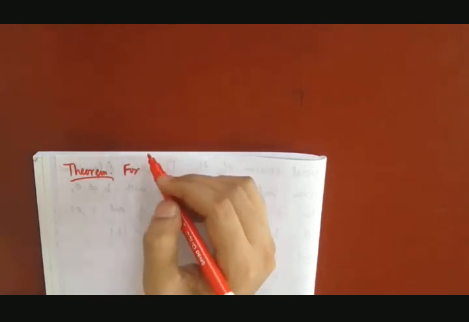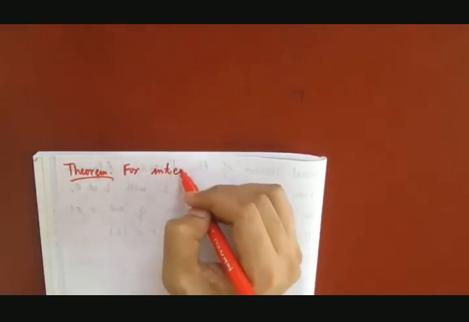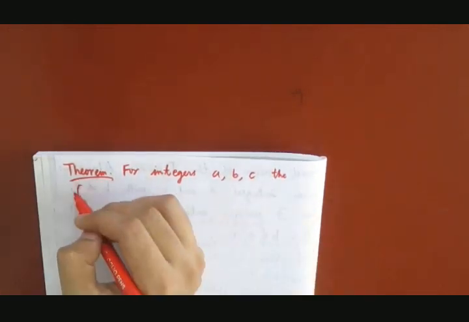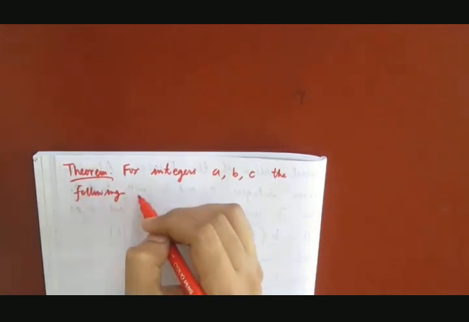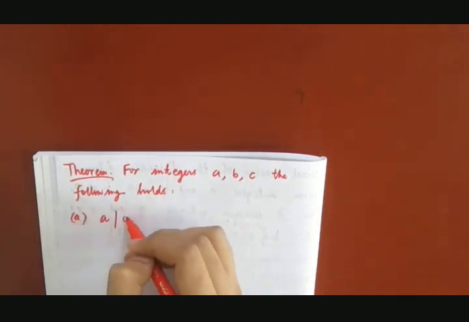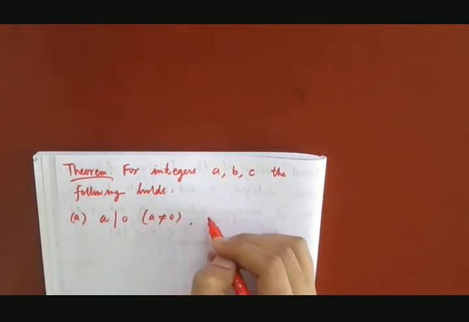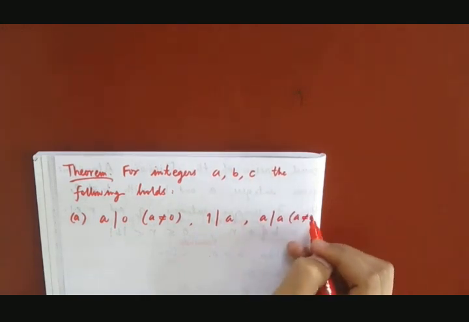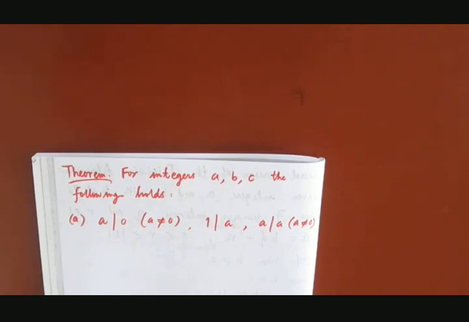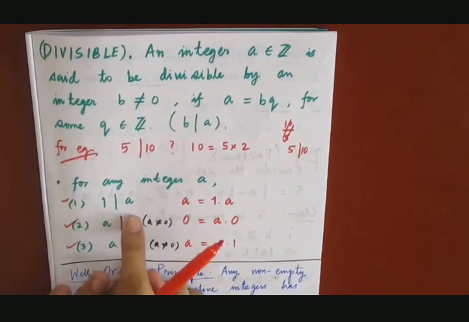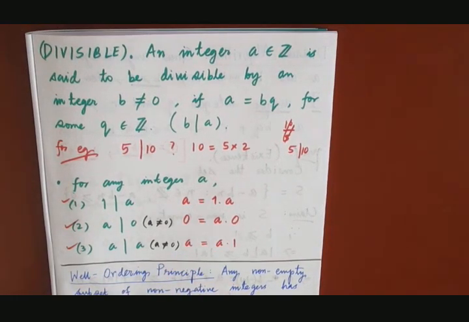For integers a, b, c, the following holds. Number one: a divides 0, a should not be 0 first of all, 1 divides a, and a divides a, a should not be 0. The proof of this I already did yesterday. It was very simple. So this is the first thing. I am not going to prove this one, that is up to you.